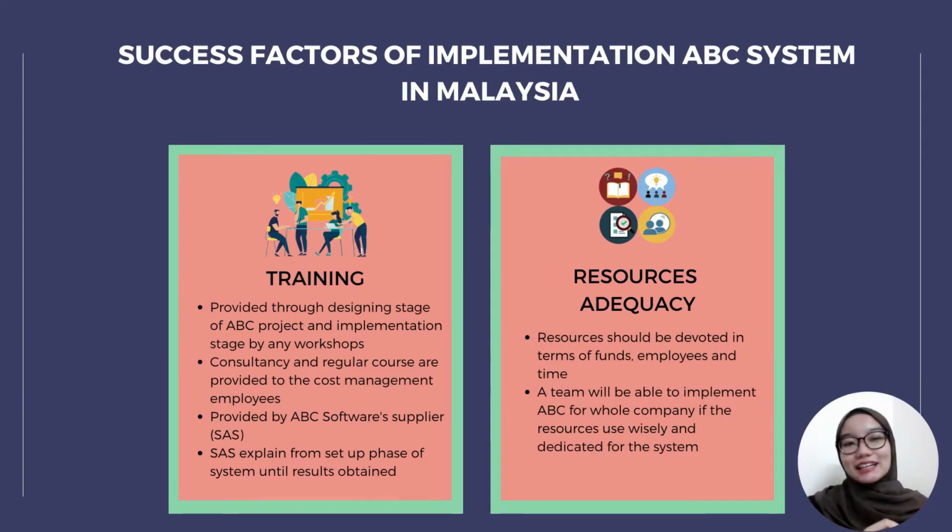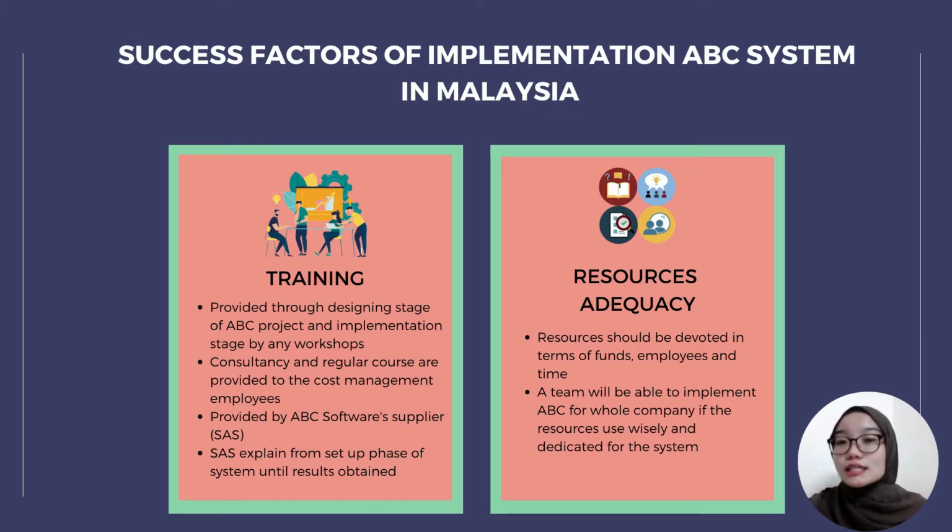The first factor is training. Training will be provided through the designing stage of the ABC system or project and the implementation stage by workshops. Consultancy and regular courses will also be provided to the cost management employees. ABC software suppliers, or SaaS, will provide the workshop and training. They will also explain from the setup phase of the system until the results are obtained. For example, one of the teams of Telecom Malaysia that joined the training workshops suggested further training workshops in order to obtain better results and performance in implementing the ABC.